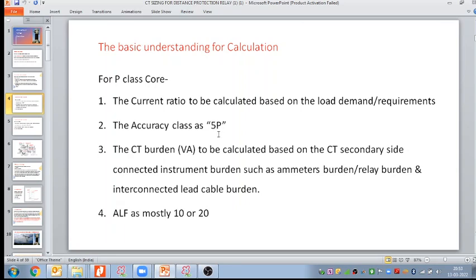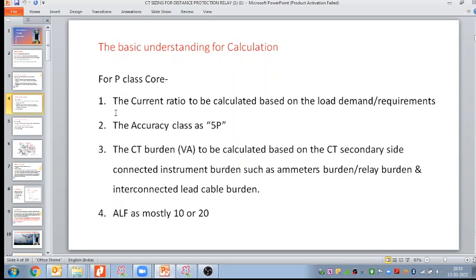So if current is 5%, then there is no major difference. The CT burden is to be calculated based on the CT secondary site instrument and the cable lead burden, and the accuracy limit factor ALF, which mostly we take as 10 or 20.